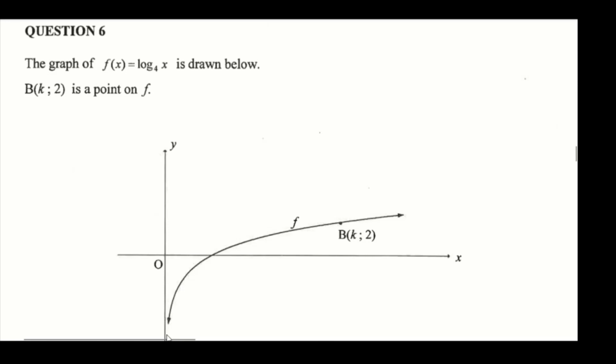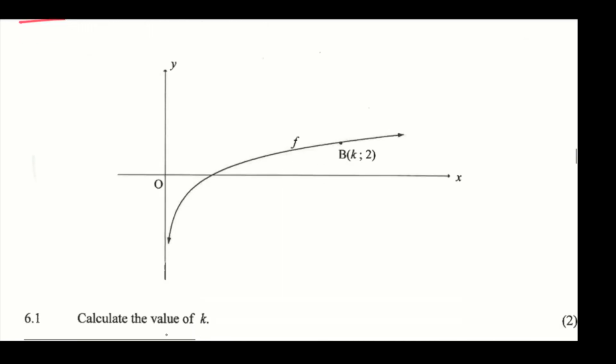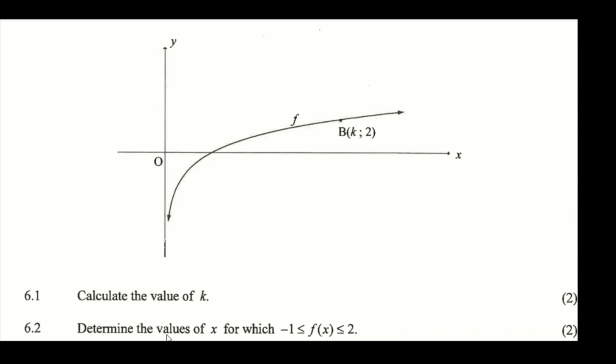Let's do question 6. We're having a graph of function f of x is equal to log base 4 of x, drawn below, and it has a point B which has the x value being k and the y value being 2. So this is the diagram here. 6.1, we are asked to determine the value of k. So we're having our function f of x being equal to log base 4 of x, right? And the B point is k and 2, right?